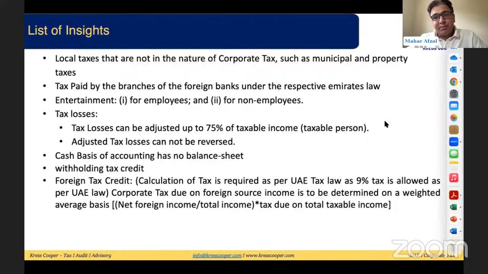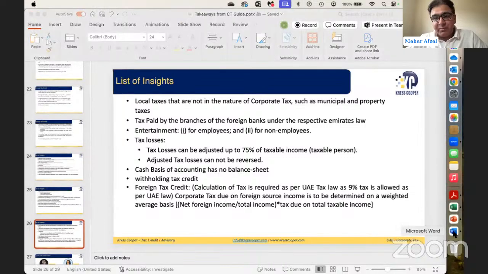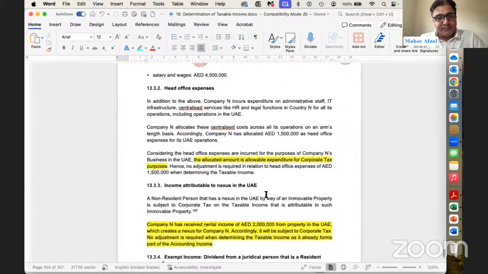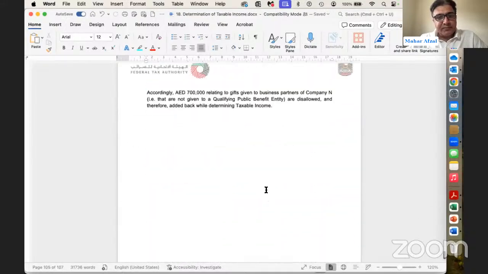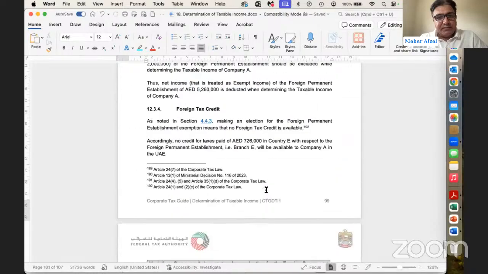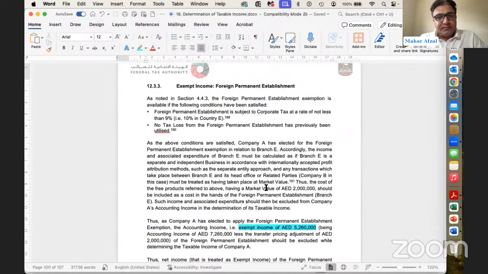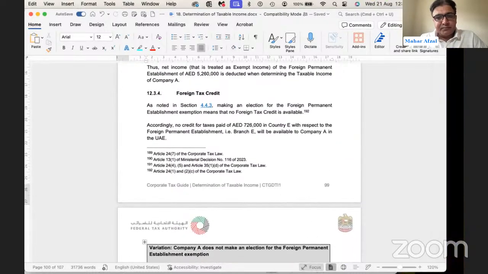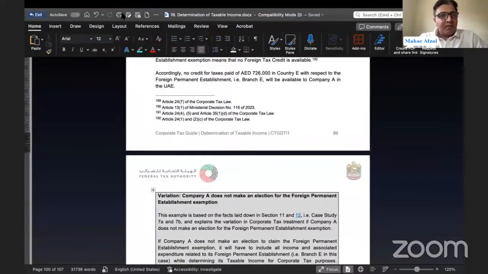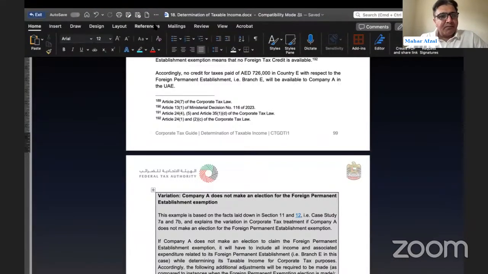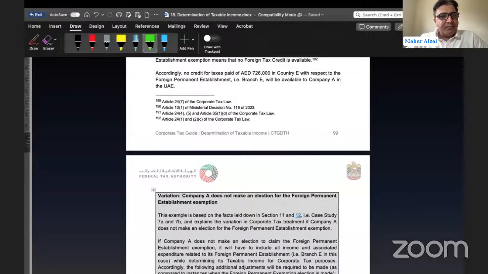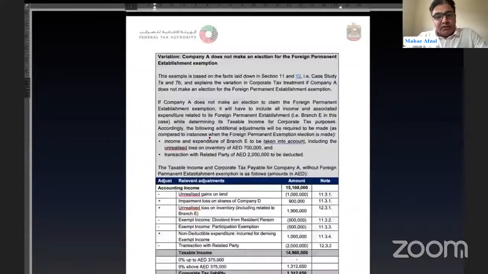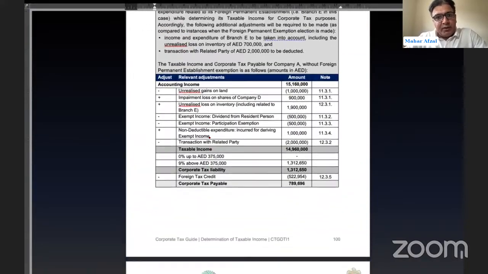Just look into this example. I'm not going to discuss any further illustrations. I will be discussing only one illustration related to the foreign tax credit. Okay, just look into this. This is an example, and I'm not going into the detail.